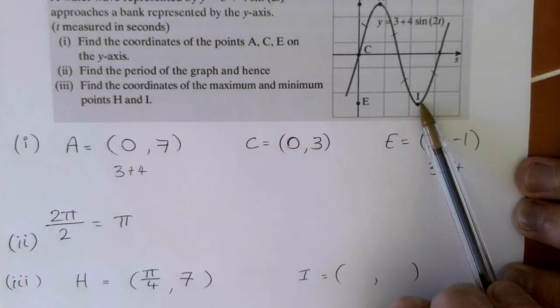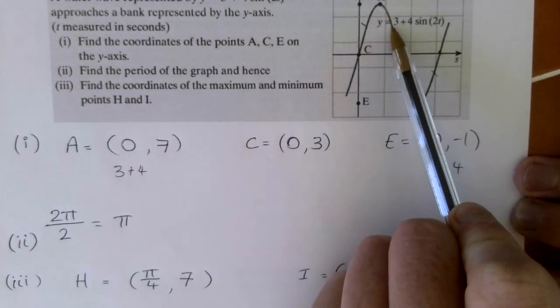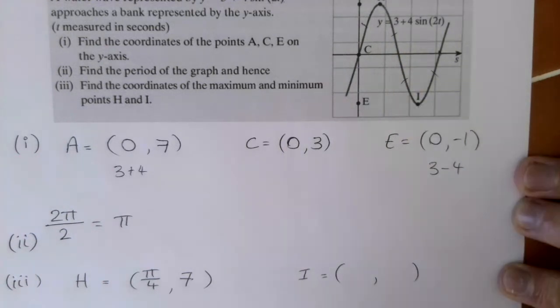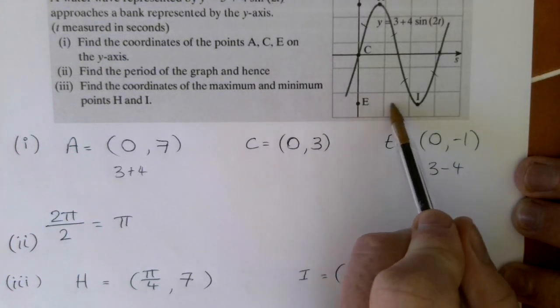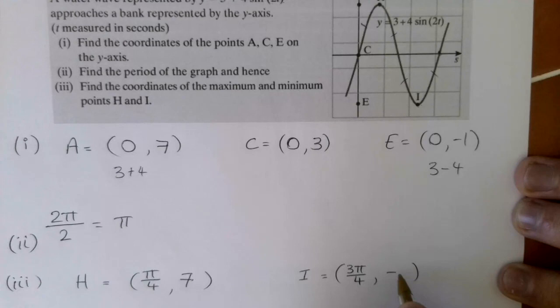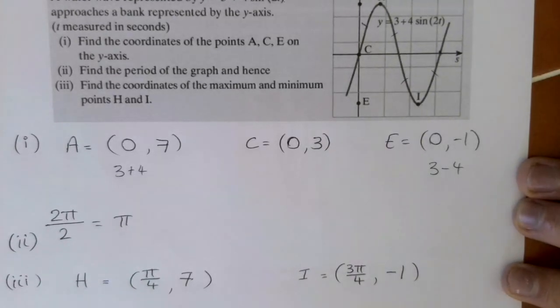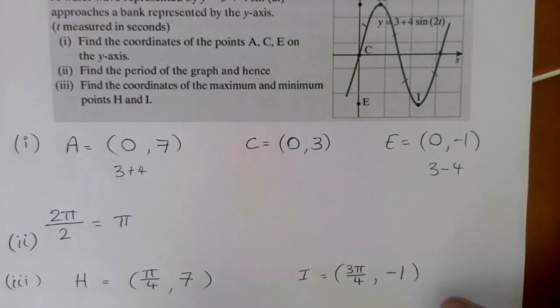And then to find the coordinates of I, you can see that it's going to be 3 quarters of pi. So that means it's going to be 3 pi over 4. And then it has a minimum value this time, same as E, so it has a minimum value of -1. So the coordinates H and I are those two.